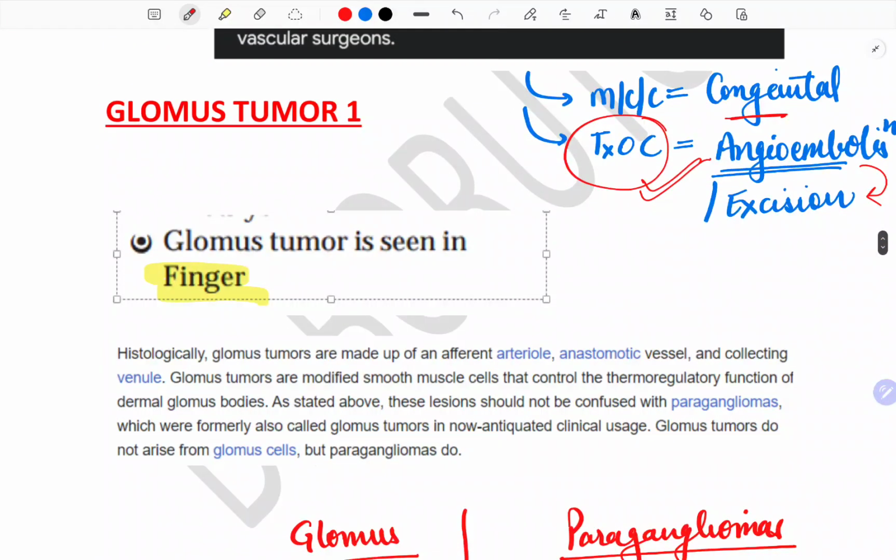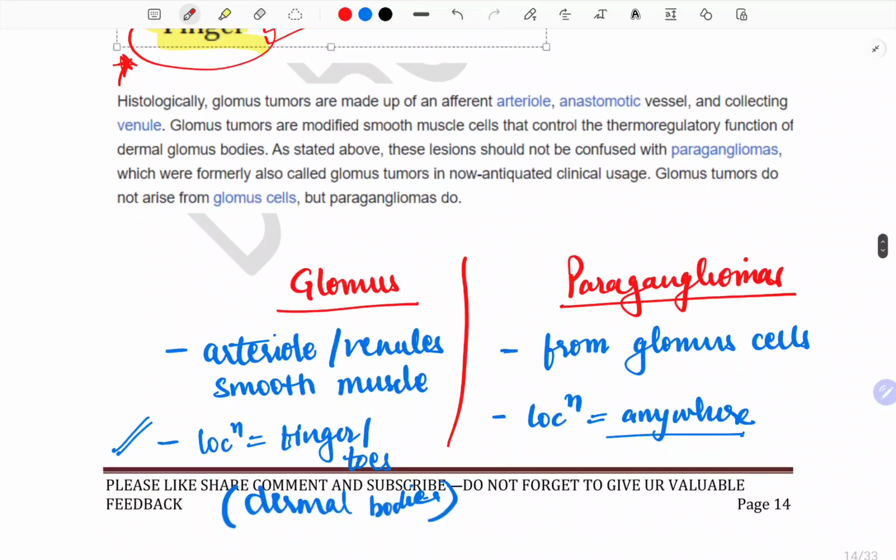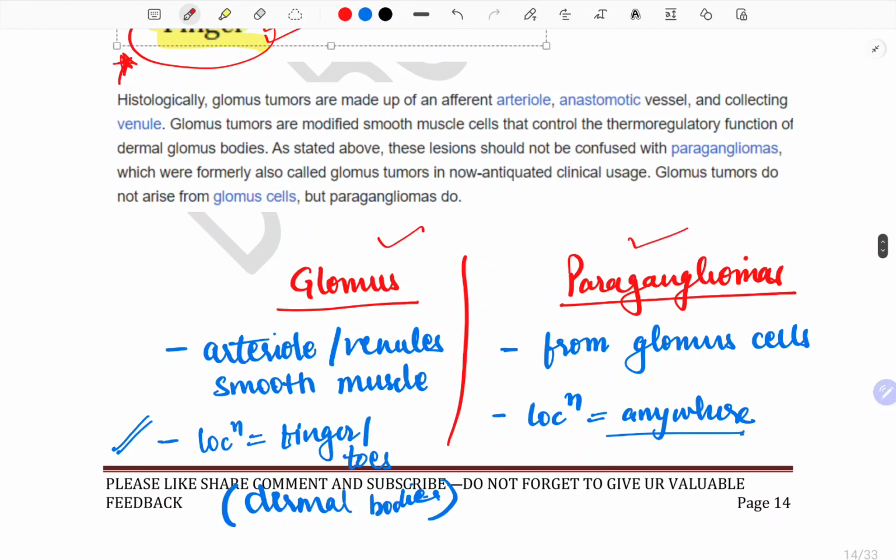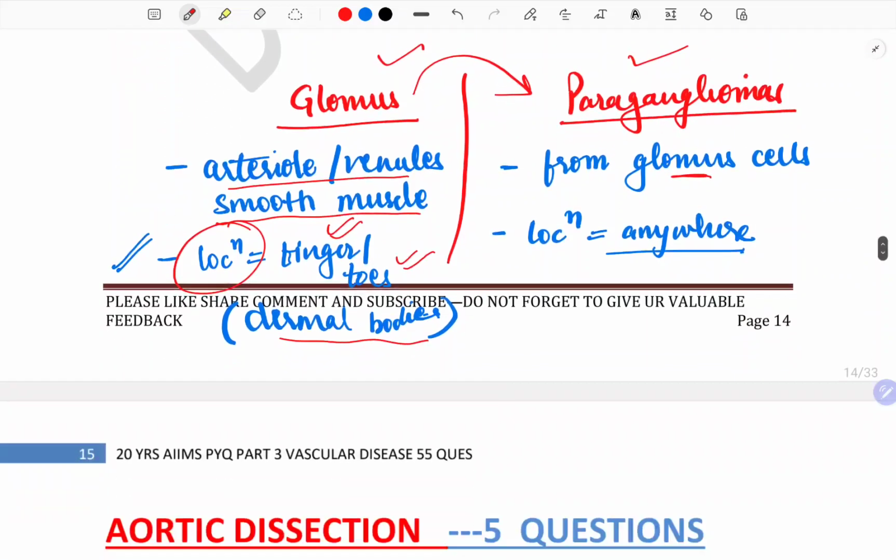Now next topic is the glomus tumors. The glomus tumor is seen in fingers. So that many options were given and it is a tumor of the dermal bodies of fingers and toes. See, the difference between the glomus and paragangliomas is important because earlier glomus was included as a part of paragangliomas, but now it is differentiated from it. Paragangliomas arise from glomus, whereas glomus arises from the arteriole or the venule smooth muscles. And glomus locations are mostly fingers and toes, that is the dermal bodies, whereas paragangliomas can occur anywhere.